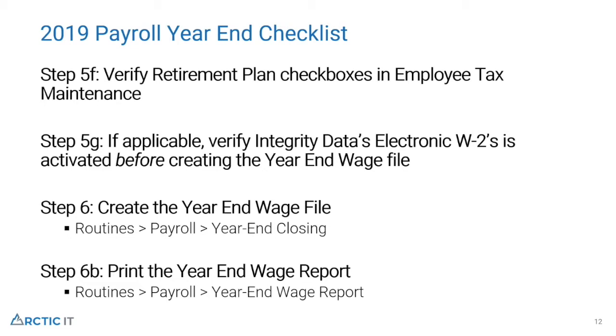Step 5F is to verify the retirement plan checkboxes in the employee tax maintenance window. In that tax maintenance window, there's a checkbox that just says retirement plan, and that's what controls whether the checkbox gets marked on the W-2 or not. So what I like to do is run a report, a smart list or Excel report, of everyone who has a retirement plan deduction, and then run a smart list of who has that checkbox marked.